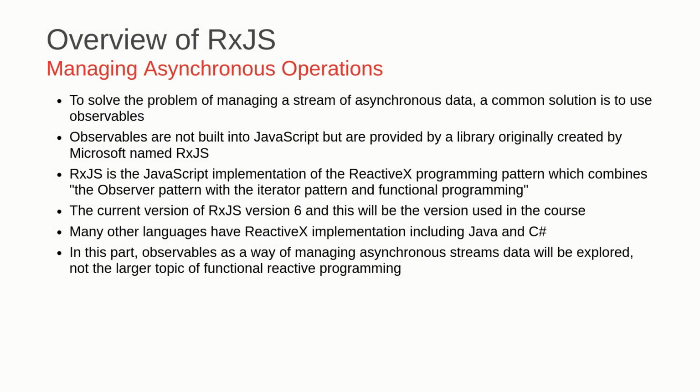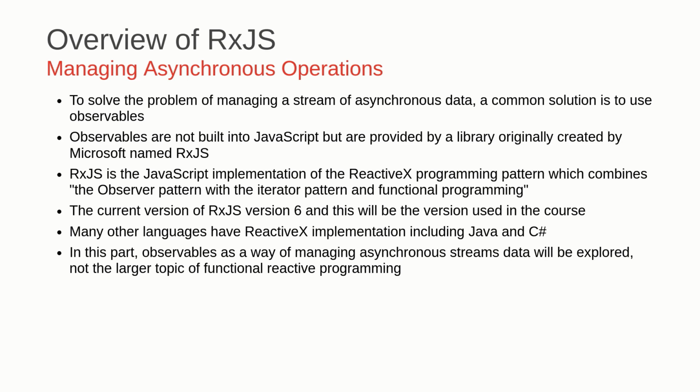So to help us solve this problem, we can use something called an observable. An observable can handle a stream of asynchronous data. Now, observables, unlike callbacks, promises, and generators, are not actually built into JavaScript. Instead, they are provided by a library called RxJS.